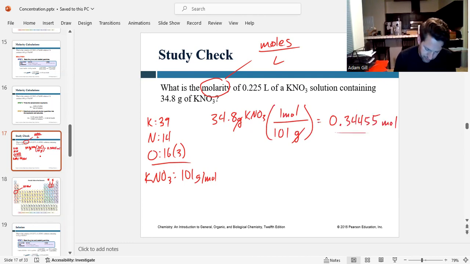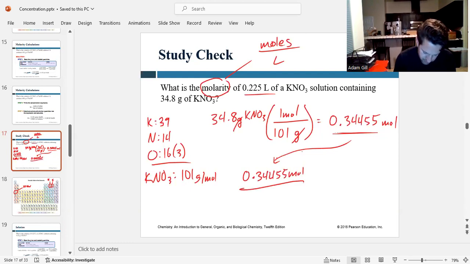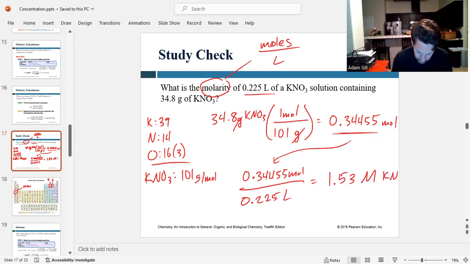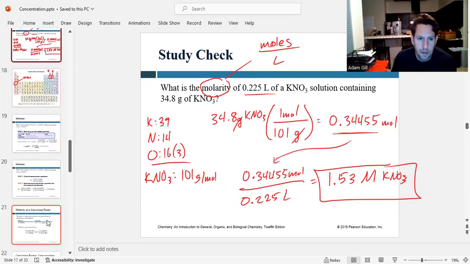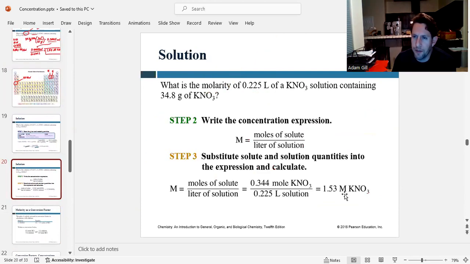And so we're going to take that value that we just got there, 0.34455 moles. We're going to divide it by the number of liters, 0.225 liters. And I get something like 1.53 molar KNO3. Looks like we did it right.